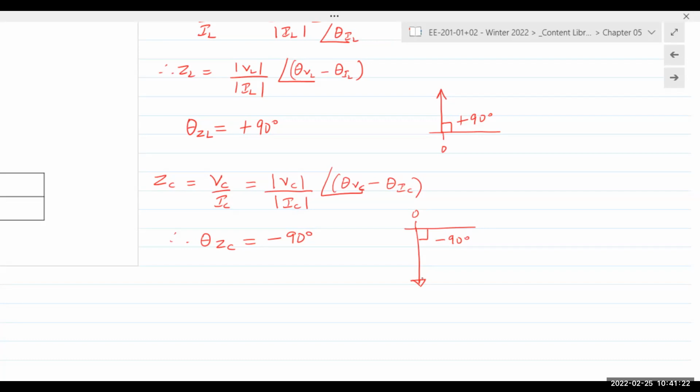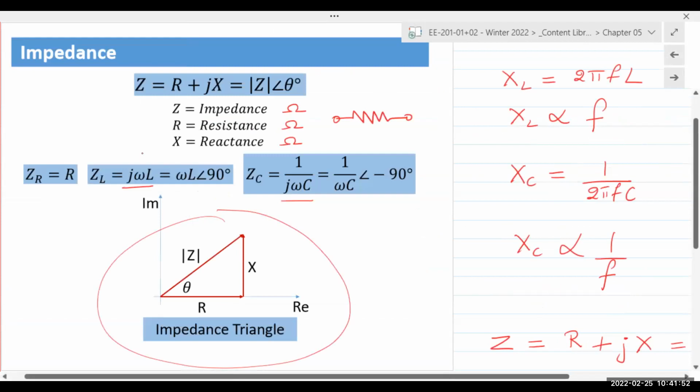In mathematical terms, again, remember, it's a vector, right? Vector rotates counterclockwise in this direction. So if you count the angle in a counterclockwise direction, it is positive. If you go clockwise, then it's negative. So plus 90 pointing straight up, minus 90 pointing straight down. Plus j, minus j, or 1 over j. And hence the representation j omega L with angle plus 90, 1 over j omega C, or with an angle of minus 90. And that's why we have those kind of equations.